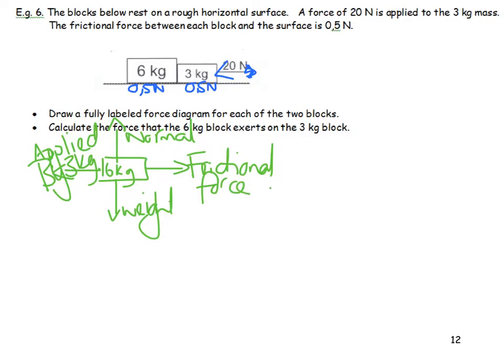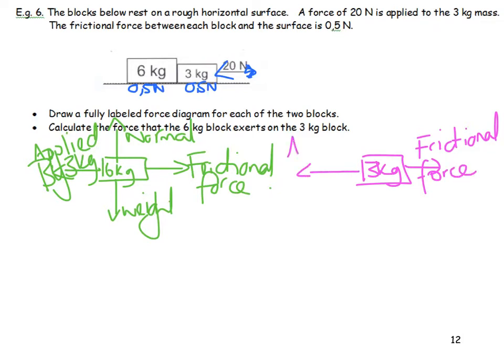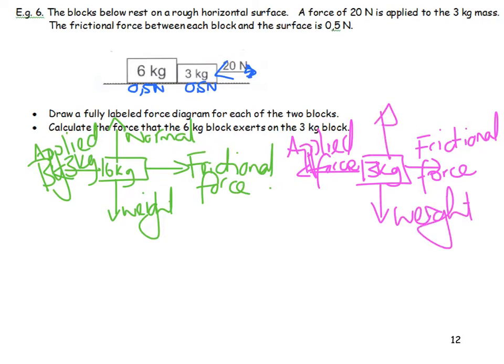Then I am going to say I have got a 3 kilogram block. The 3 kilogram block is going to have a frictional force. You must write out the full names. If they said free body diagrams, by the way, you need to put it in a little circle. So that's a frictional force. And then it has also got an applied force, which was the 20 newtons. And there is a weight. And there is a normal.